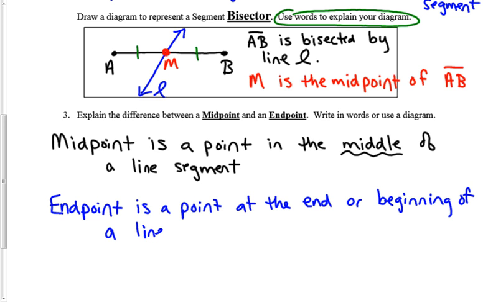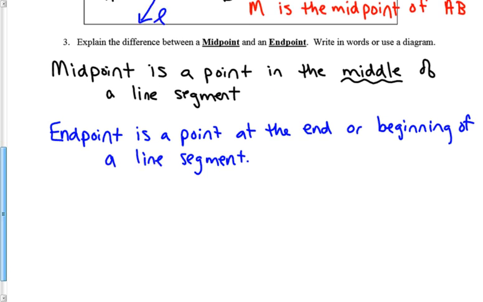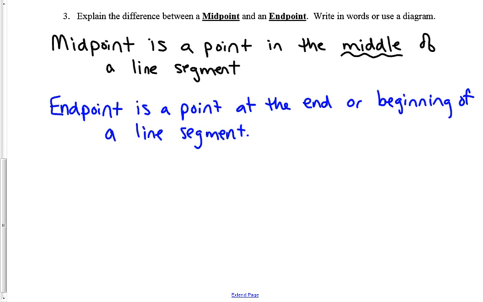Now, in geometry, we will typically draw a diagram to represent anything that we have written in words. So let's go ahead and draw ourselves a diagram explaining where these things are. Again, I'm going to start with a line segment. Let's try some different endpoints this time. So let's call this line segment RS.